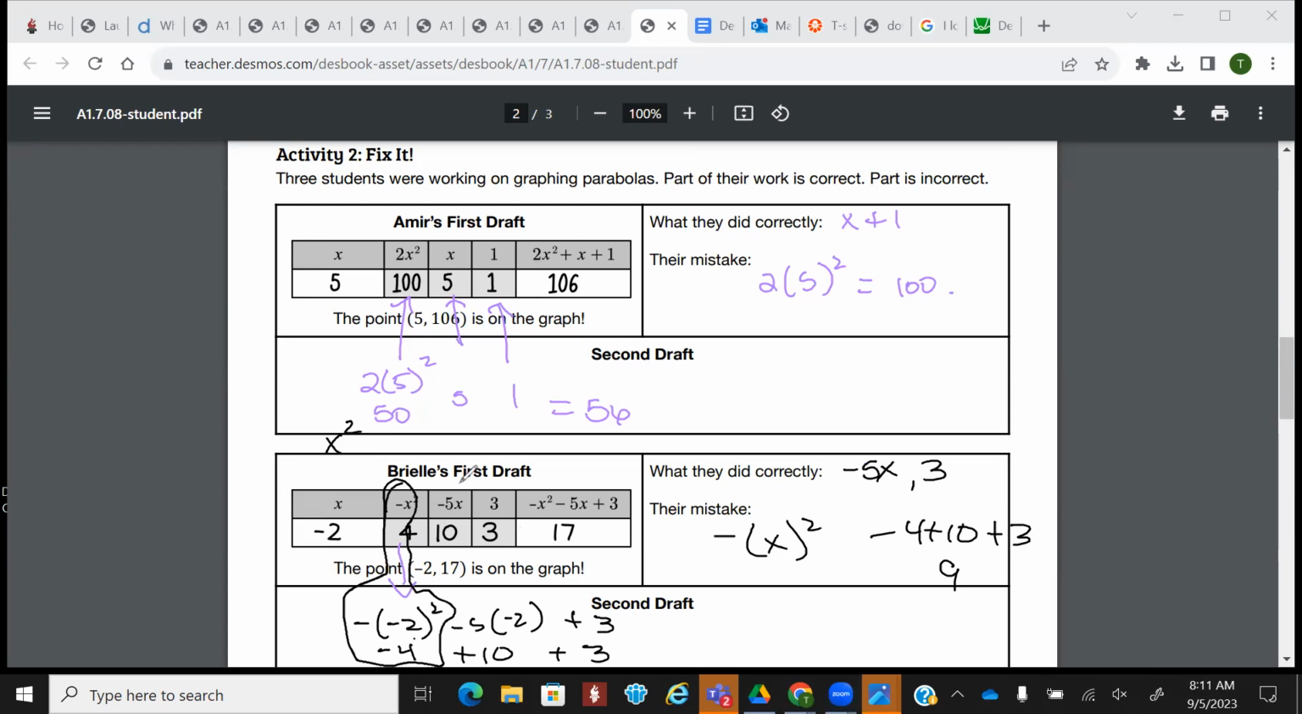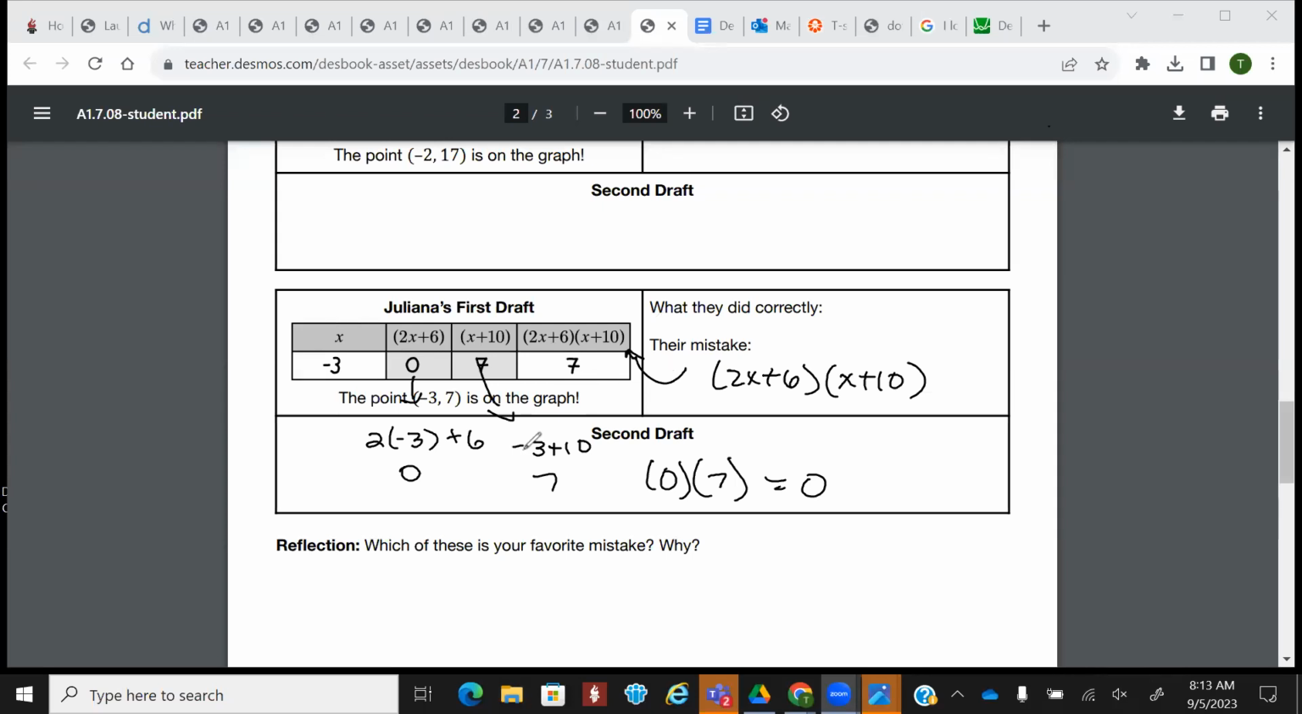Okay? That one's a little tricky. Go ahead and try that last one. On this one, Liana did the first part right, she did the second part right, but then she did this last part wrong. She didn't multiply, she added. You have to make sure that you're paying attention to what they're asking you to do. Okay?